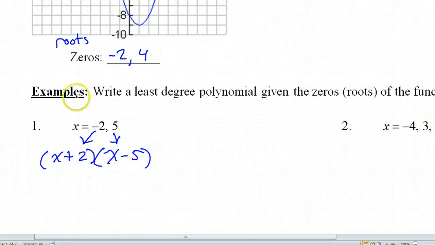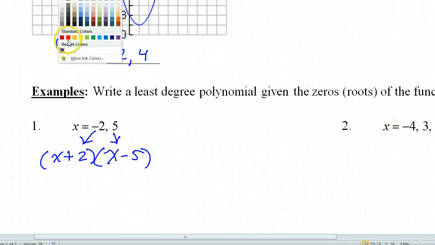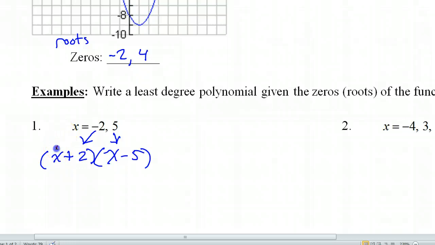I'm going to multiply. All right, Miss Whiteley, are you with me? I'm afraid. I'm scared. Okay.